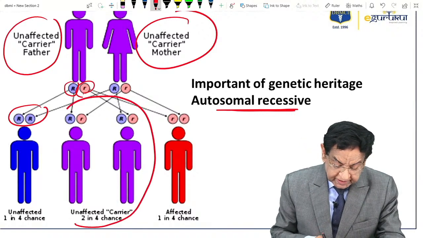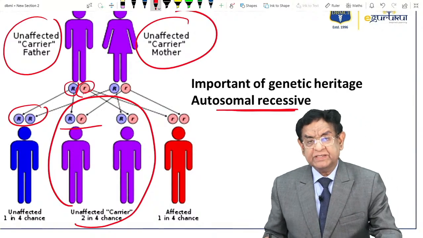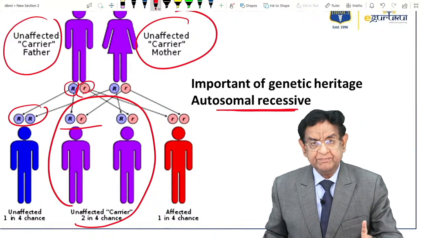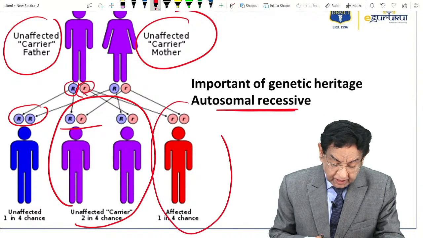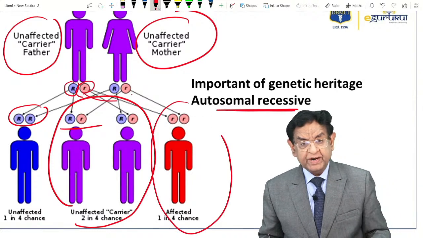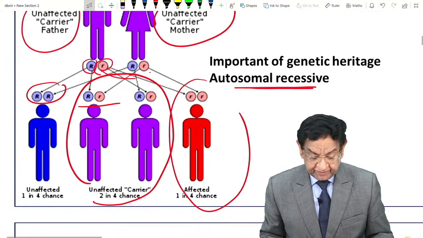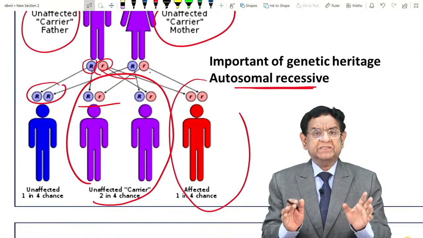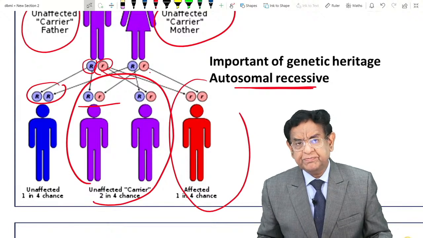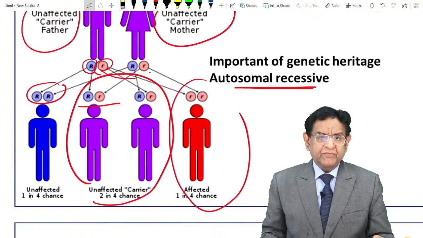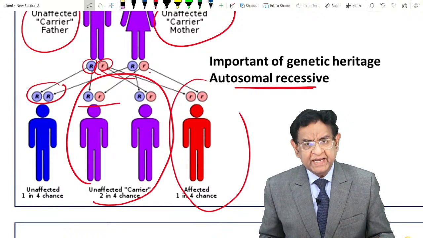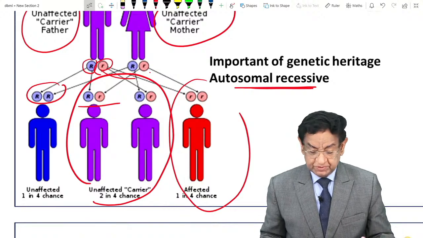These two children having one capital R and small r, both are carriers, but no disease. But this gentleman, small r, this will be the one child which will be affected. It means if there are two recessive people marrying each other, then one out of four children is likely to suffer from beta thalassemia. Understood?